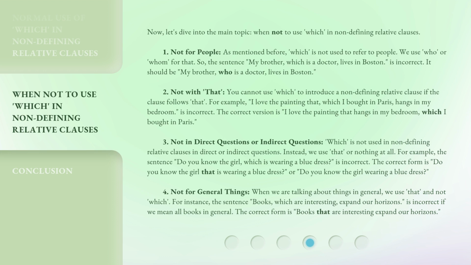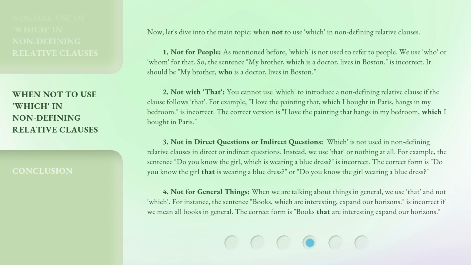2. Not with that. You cannot use which to introduce a non-defining relative clause if the clause follows that. For example, I love the painting that, which I bought in Paris, hangs in my bedroom, is incorrect. The correct version is, I love the painting that hangs in my bedroom, which I bought in Paris.